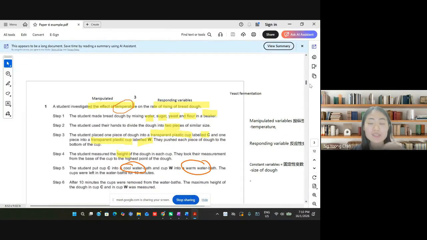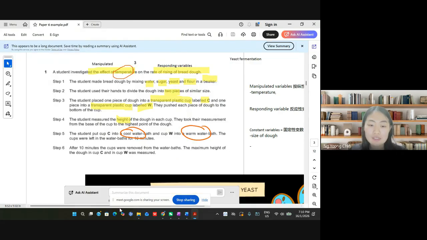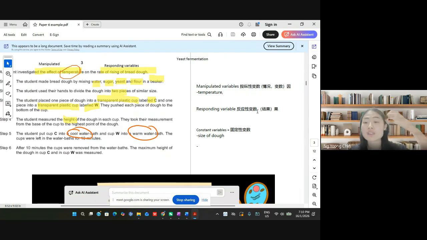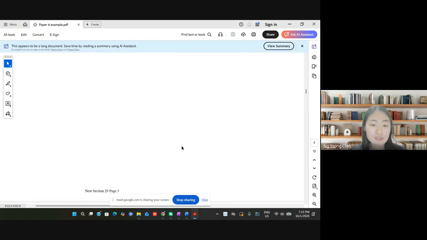First question. A student investigates the effect of temperature on the rate of rising of bread dough, and there are a few steps listed here. You need to read through them very fast, because you need to identify the variables. You need to identify 3 variables: the manipulated variable, the responding variable, and the constant variable. They will ask this in the questions. So let me show you.